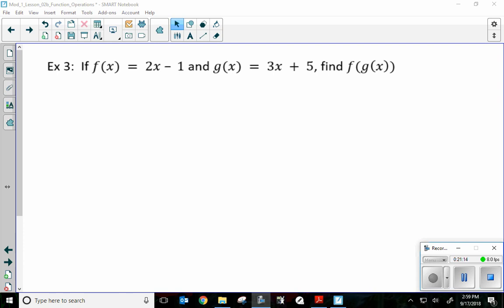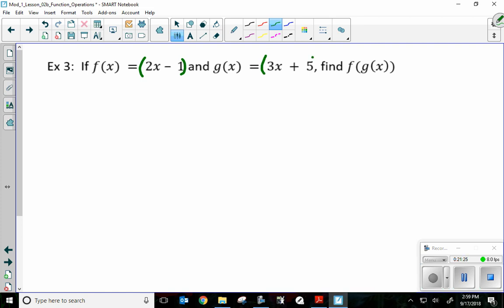Example 3. Now it's a word problem. It's asking us the same thing. If f of x is 2x minus 1, and g of x is 3x plus 5, find f of g of x. Are there numbers in here? No. I need to take g of x. This is g of x.